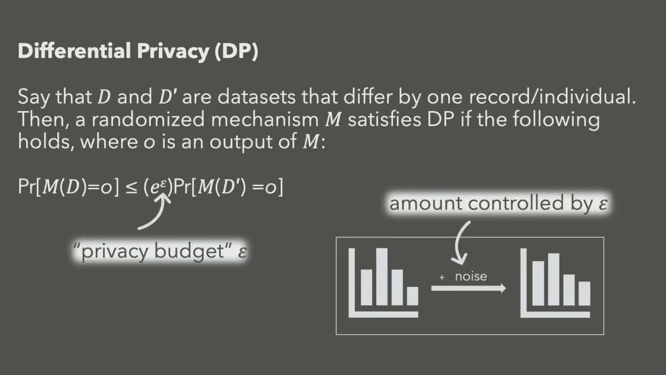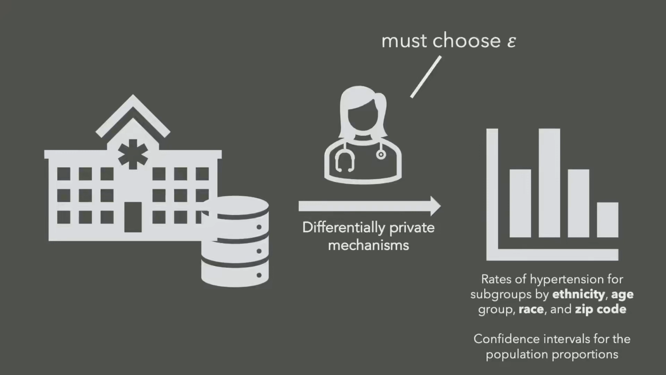In practice, oftentimes mechanisms satisfy differential privacy by adding a calibrated amount of random noise to the underlying statistic. The amount of added noise is controlled by the privacy budget. The data curator must choose an appropriate value for the privacy budget. However, there's no formal guidance for this task, which makes it especially challenging.